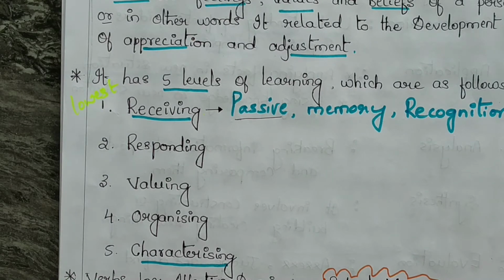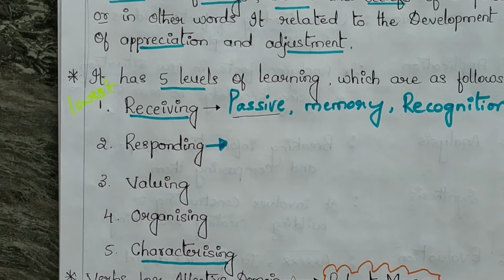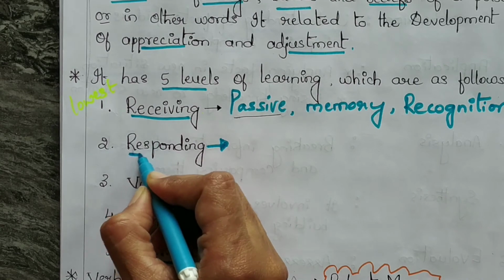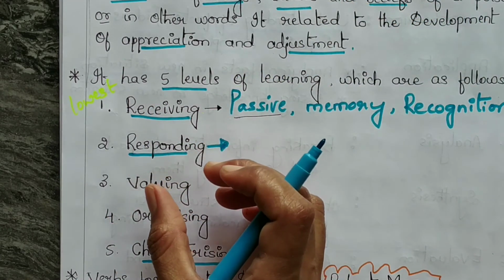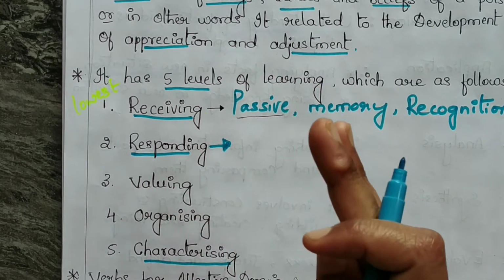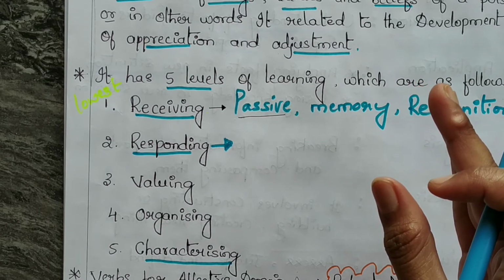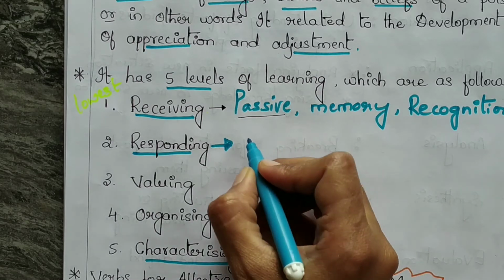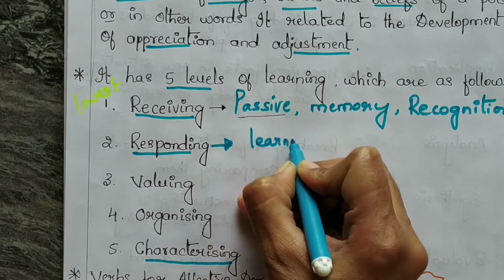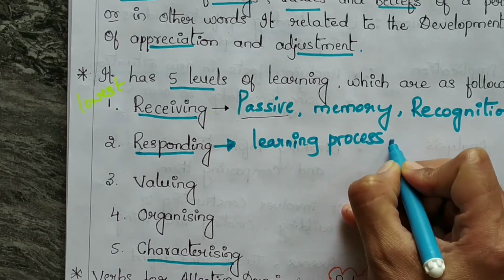Coming to responding, at this level the student is more active. In the first level he is gaining the knowledge, but at this level he has the knowledge plus he is able to respond, by active involvement, by active participation in the learning process.